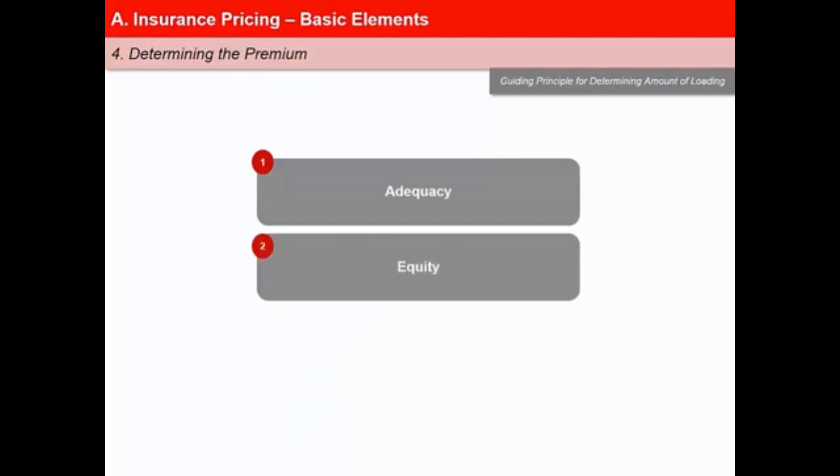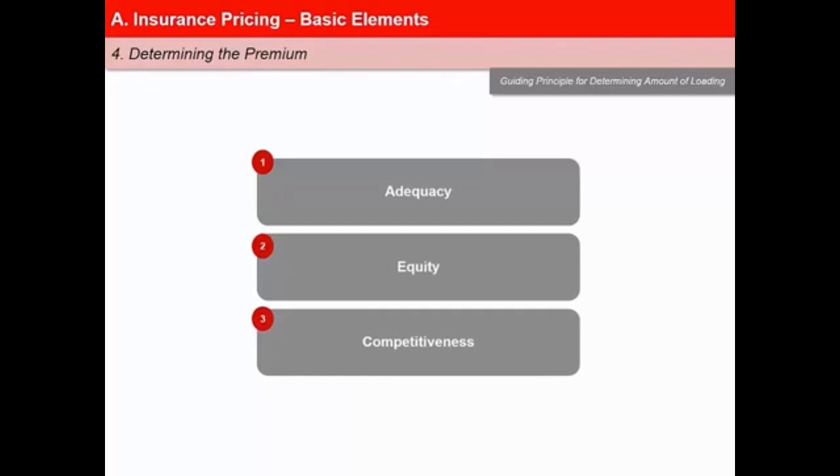Second is equity. Expenses and safety margins, etc., should be equitably apportioned among various kinds of policies depending on type of plan, age and term, etc. The idea is that each class of policy should pay for its own costs so that to the extent possible, one class of policy does not subsidize the other. Last is competitiveness. The resulting gross premiums should enable the company to improve its competitive position. If the loading is too high, it would make the policies very costly and people would not buy.